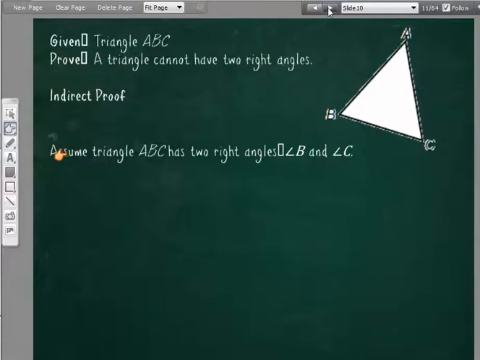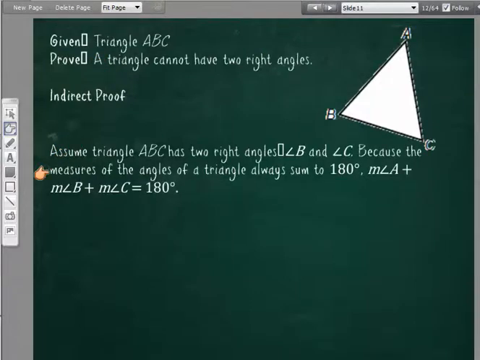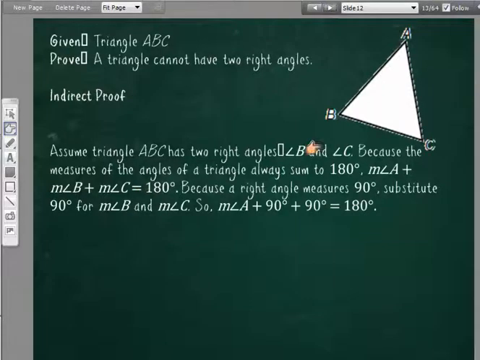Alright, so here's our next sentence. Because the measures of the angles of a triangle always sum to 180 degrees, the measure of angle A plus the measure of angle B plus the measure of angle C have to equal 180 degrees. I think y'all are all pretty well learned in that department. Y'all know that a triangle is supposed to have 180 degrees, and that's the sum of all the angles.